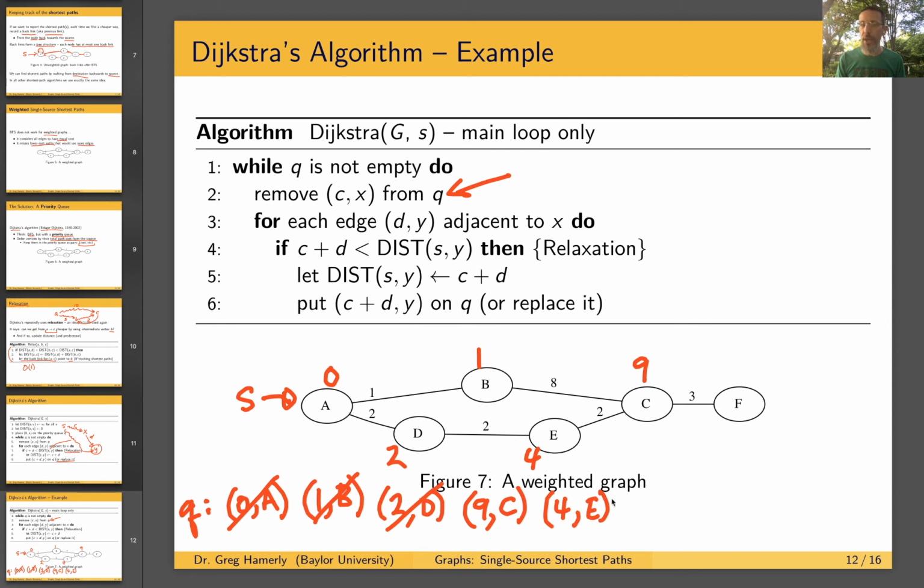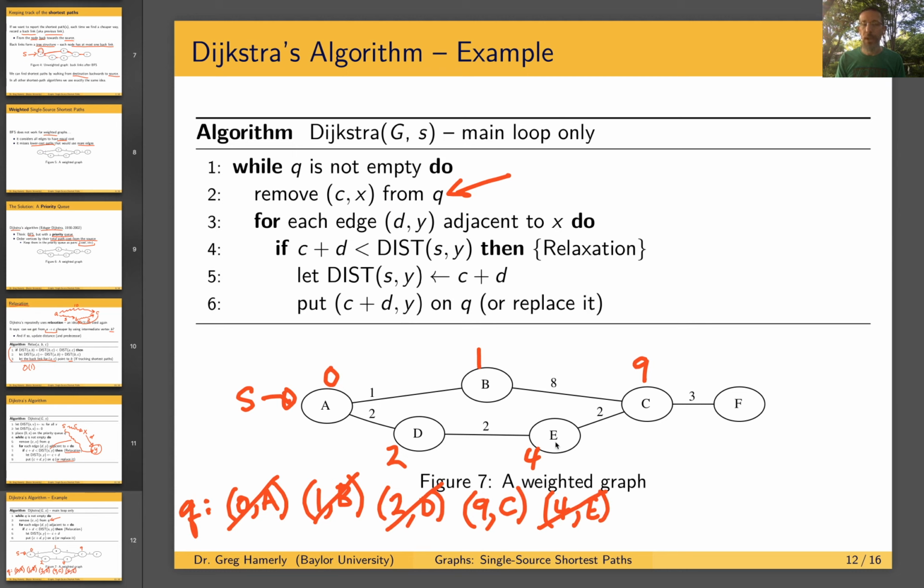And I want to point out now, E was added to the priority queue after C, but it gets higher priority because 4 is less than 9. So the next thing that we're going to pull out of the priority queue is 4E, not 9C. And this is where Dijkstra's algorithm shows the difference with breadth first search. So 4E gets removed from the priority queue.